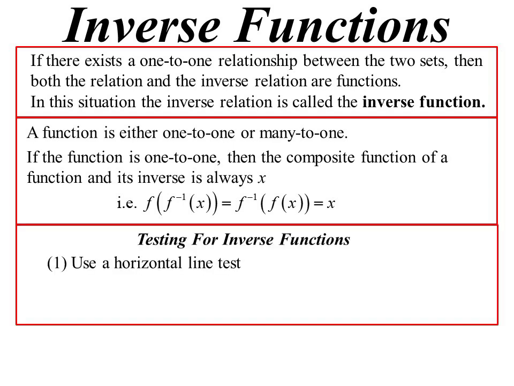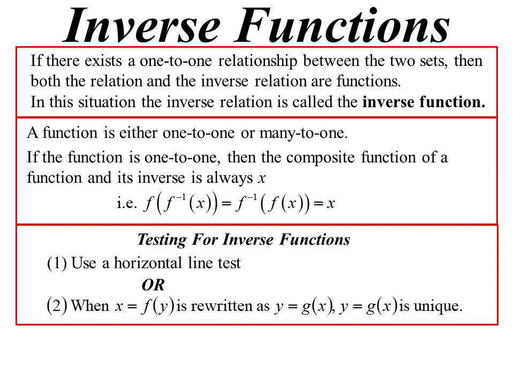How do we test? There's the horizontal line test to test for inverses. The other way is rearranging our formula. So we swap the x and the y's around, make y the subject. If we get something that is unique, then we know we've got an inverse function.